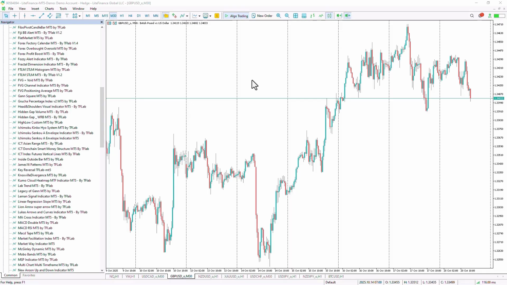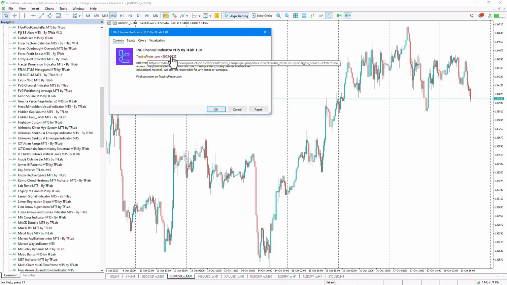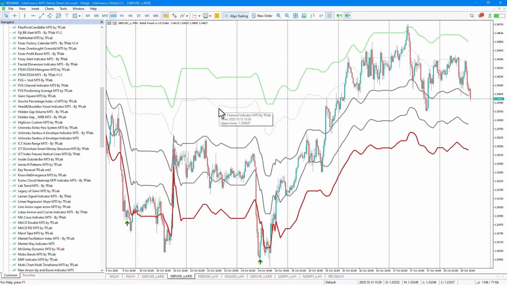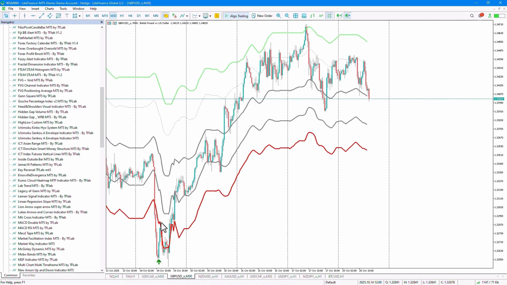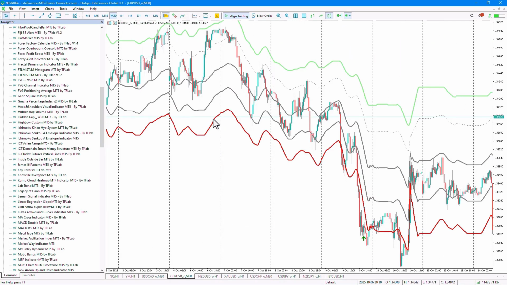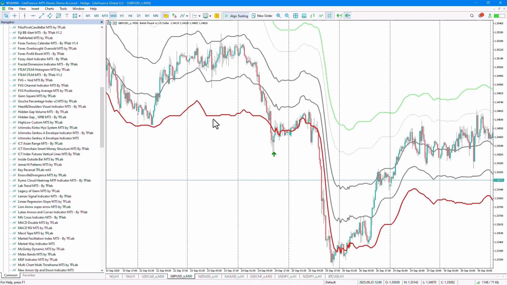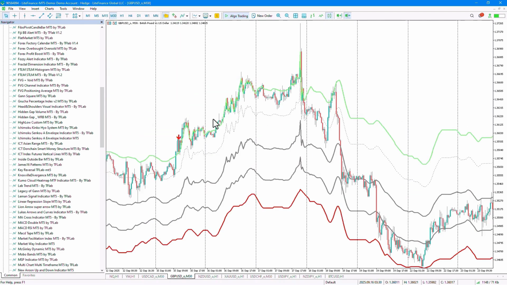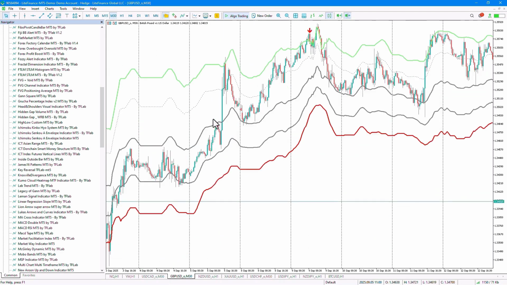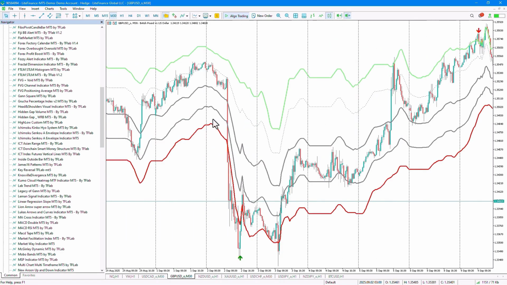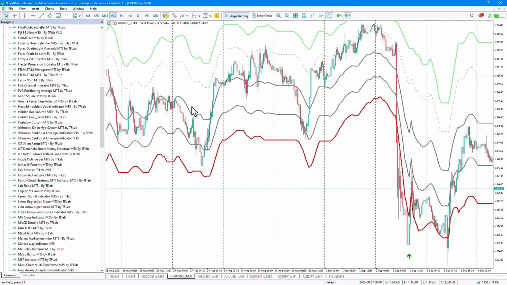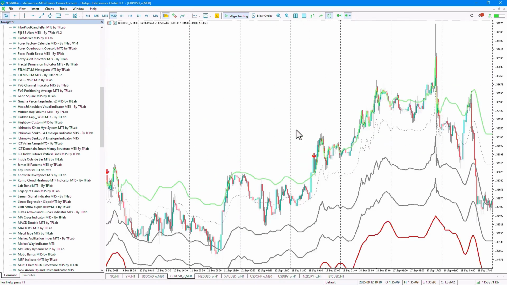From the navigation section, we select the indicator file, and by dragging the file onto the chart, we run the indicator. Once the indicator is run on the chart, a price channel will be displayed. The FVG channel indicator is a special and practical tool based on ICT concepts, and the FVG gaps, or fair value gaps, perform their own calculations and draw a price channel.